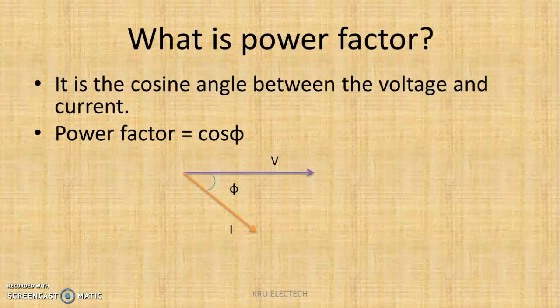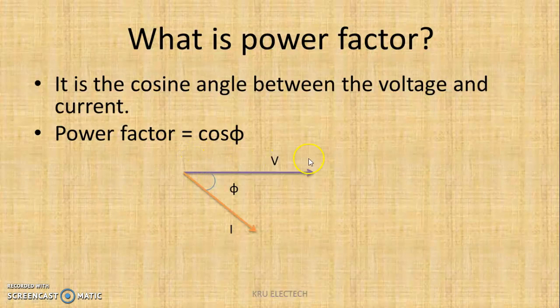So simple, if you want to give a definition, then you can say that it is the cosine of the angle between the voltage and current. That is the power factor. And the angle between the voltage and current is phi. That's why the power factor is cos phi.